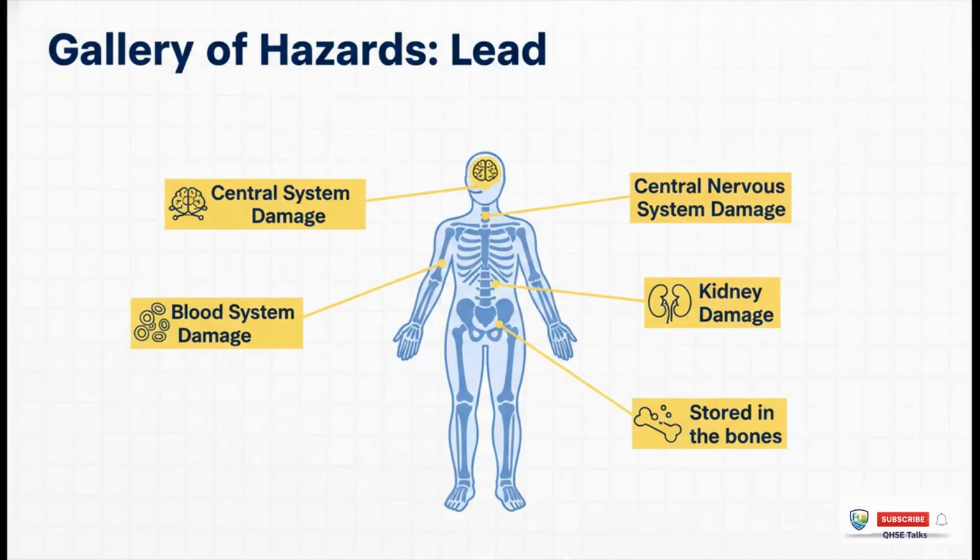Lead is a different kind of beast. It's a systemic poison, meaning it attacks multiple parts of the body all at once. It goes after the nervous system, the blood, the kidneys, but what makes lead so incredibly insidious is that it's a poison that hides. See, the body mistakes lead for calcium and it stores it away in your bones. It can just lie there, dormant for decades, only to be released back into your bloodstream later in life during times of stress, causing damage all over again.